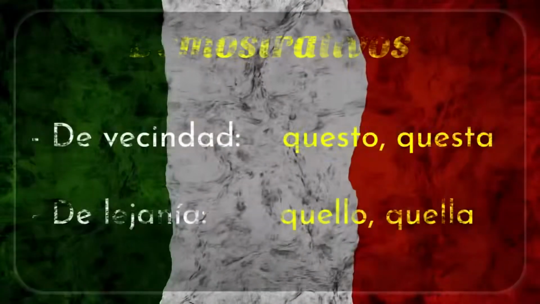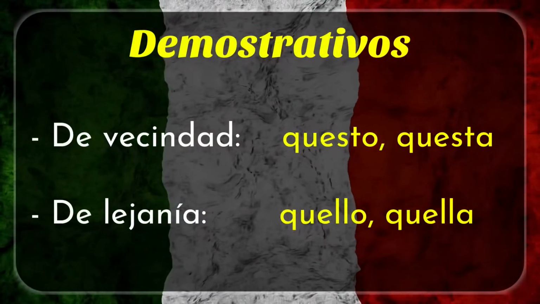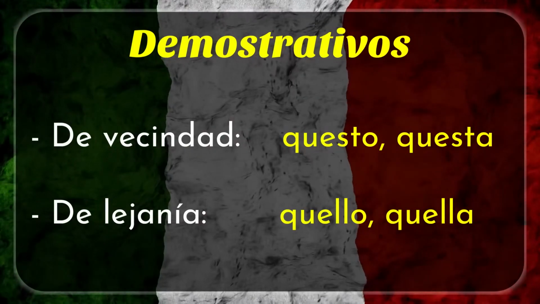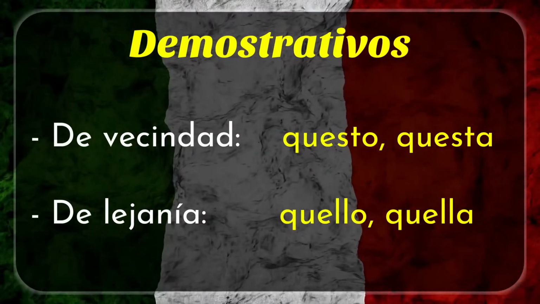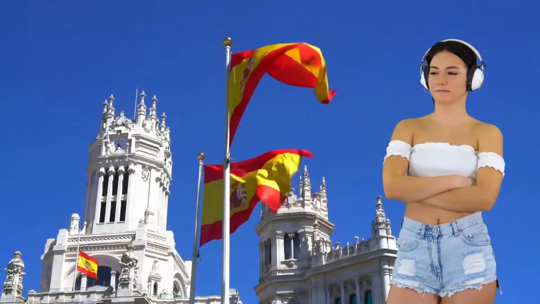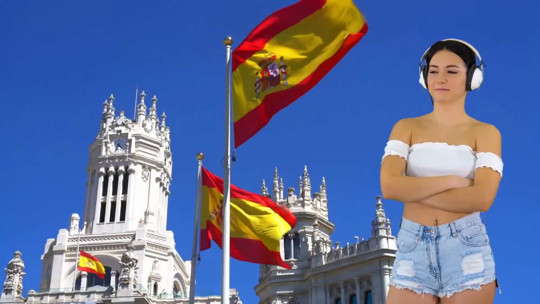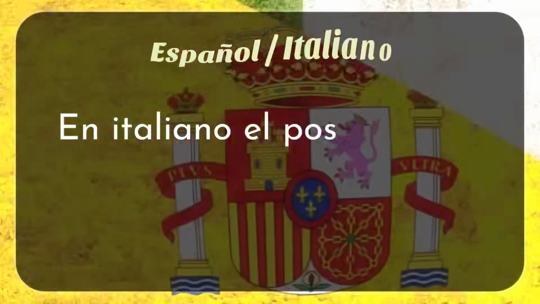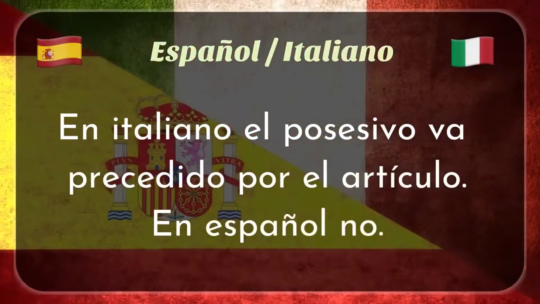While Italian only takes proximity into account, questo, questa, and distance, quello, quella. Added to the fact that Spanish has distinguishable demonstratives for the neuter case. In Italian, the possessive is preceded by the article. In Spanish, it is not.